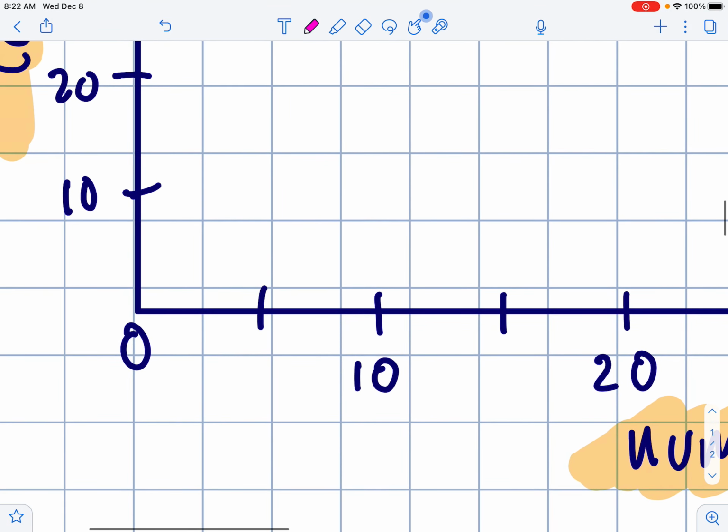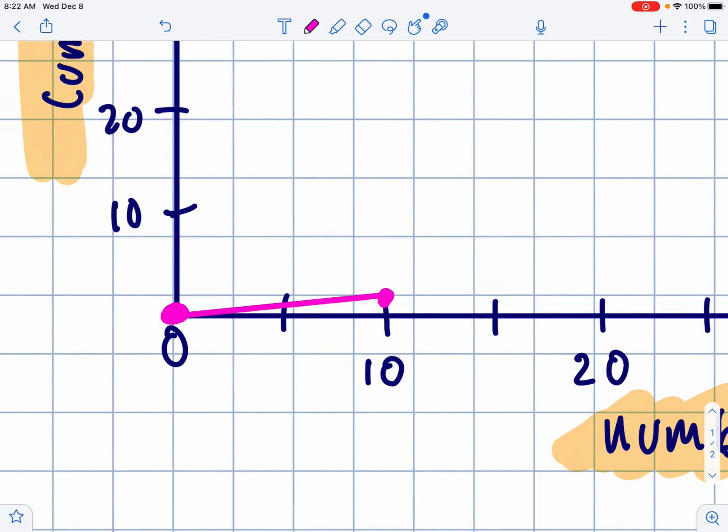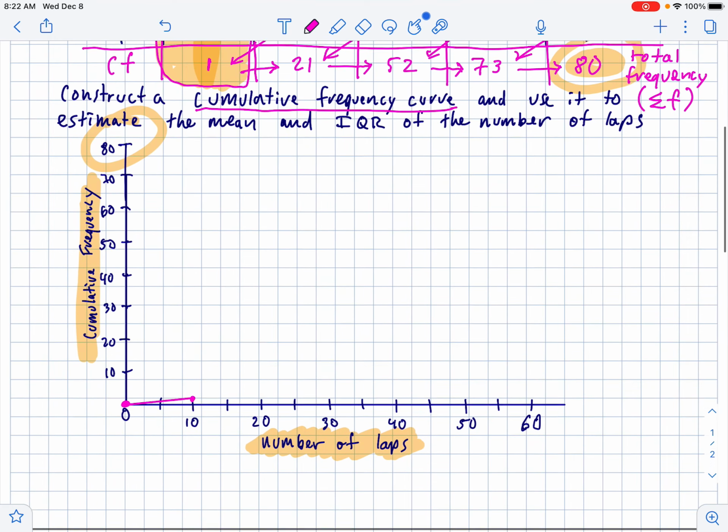So as I zoom in right here, that means we start at 0, 0, and then at 10, we need to have one data point. Then I connect them with a line. So you get a little triangle that starts at 0 and grows to 1. I realize with a frequency of 1, it's kind of hard to see what the difference is anyway, but picture if that first frequency was like 15 or something like that, then the graph would change dramatically in the beginning.